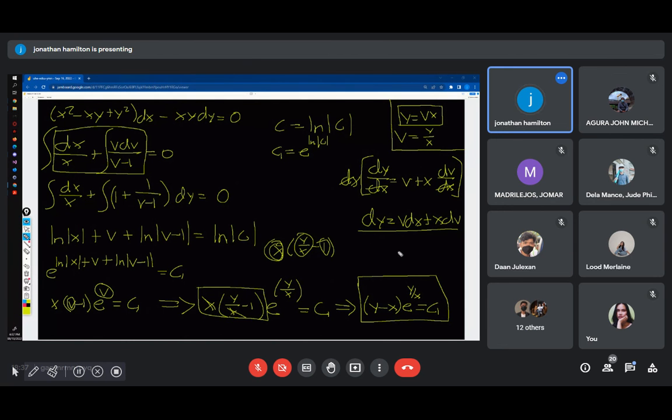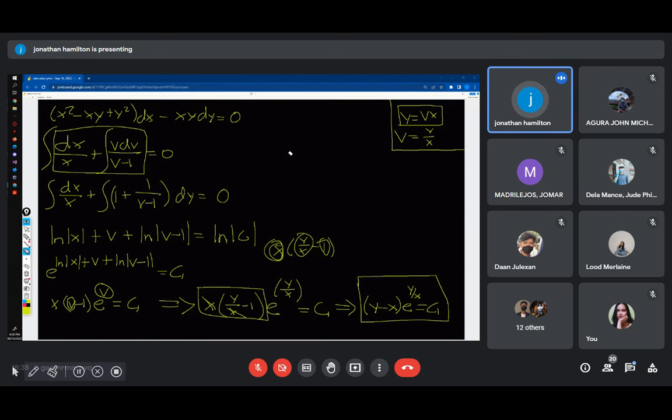Because we will go back, so we will erase this. We will slow down so you can follow. Okay, so we have 1 minus v dx. Wait, we put the equal sign here. 1 minus v dx minus xv dv is equal to 0.